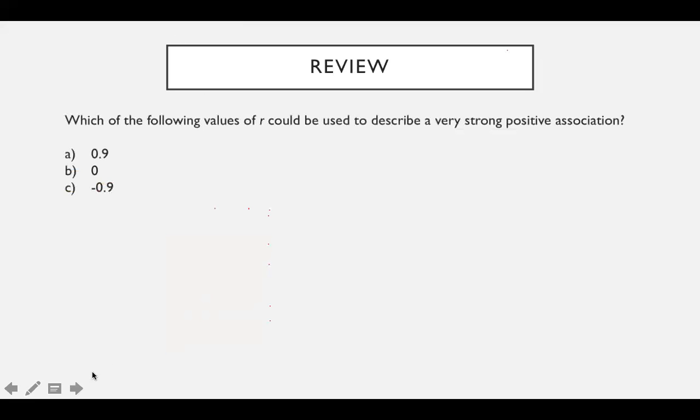All right, yes, A is the right answer for that. So a very strong positive association would be a positive number. That's an easy way to memorize that. So 0.9 is the answer, and 0 is not, because 0 just shows that there's no association between the two variables. If 1 was the option, that would be the strongest positive association.